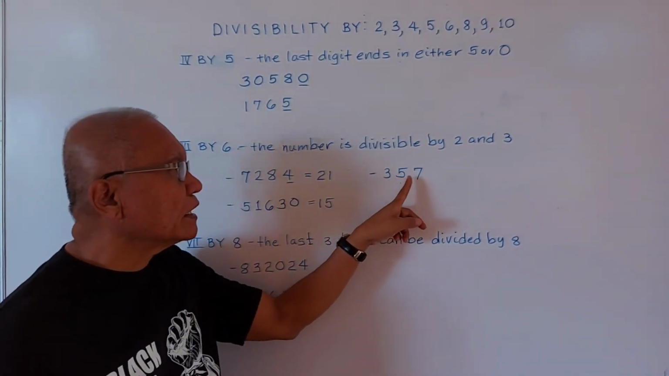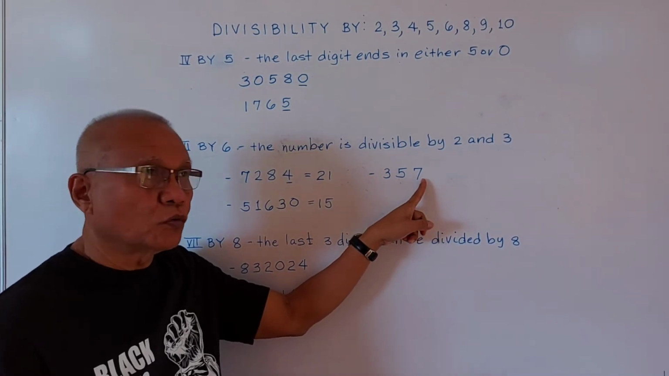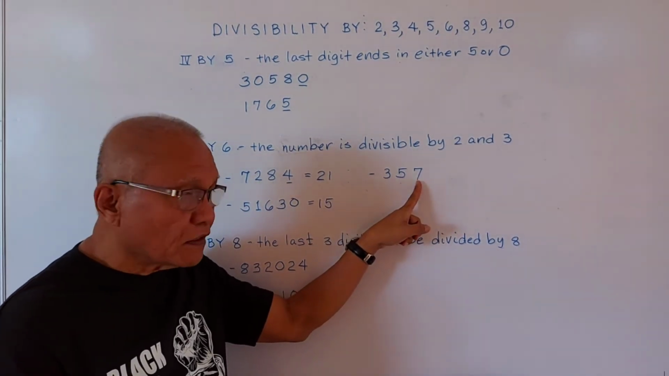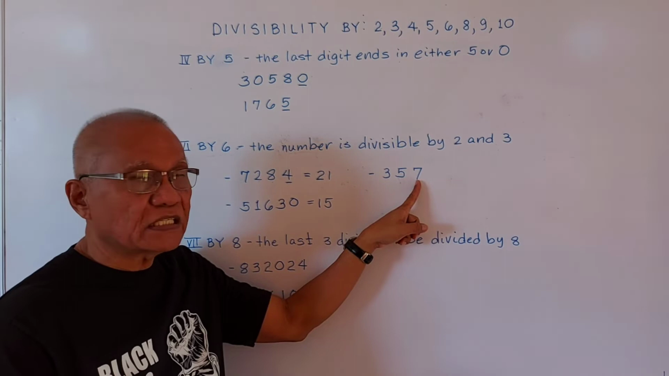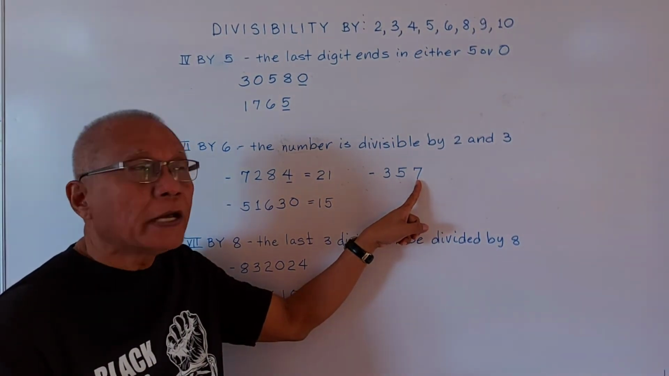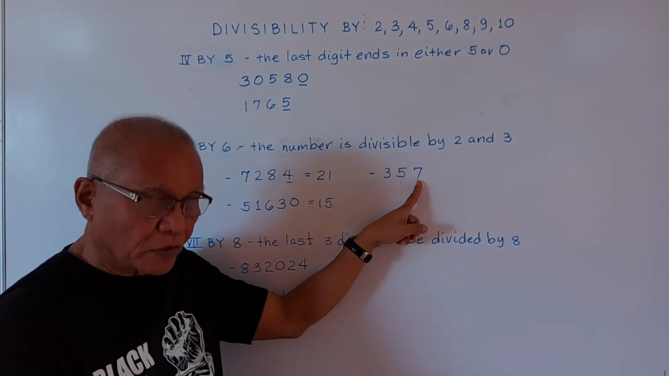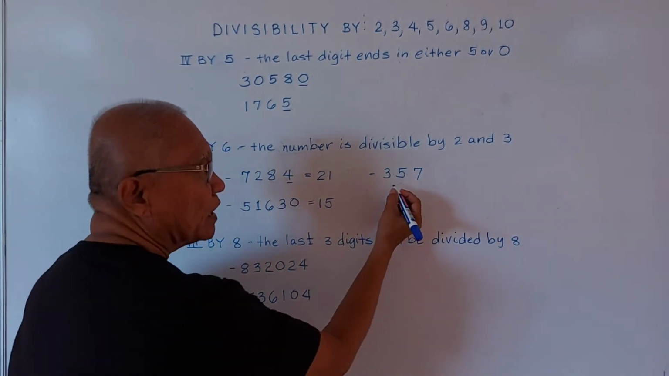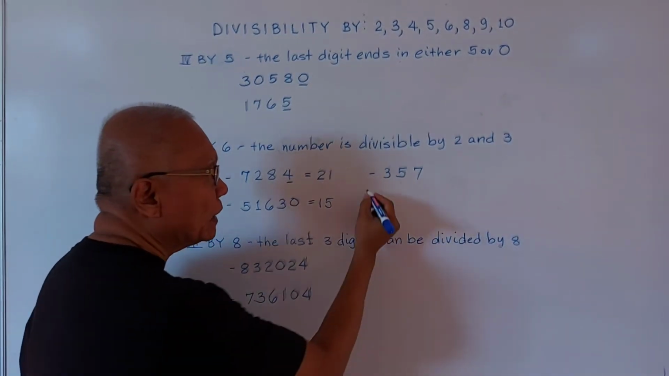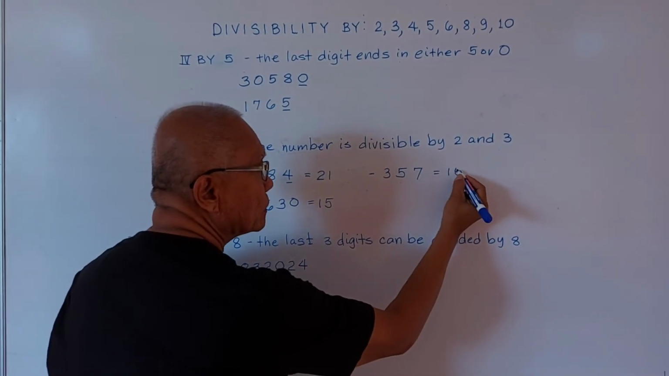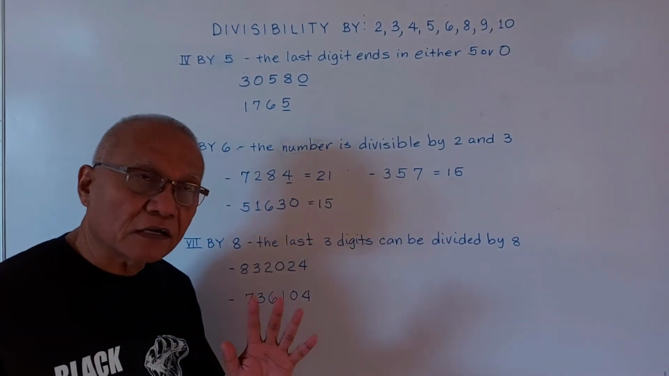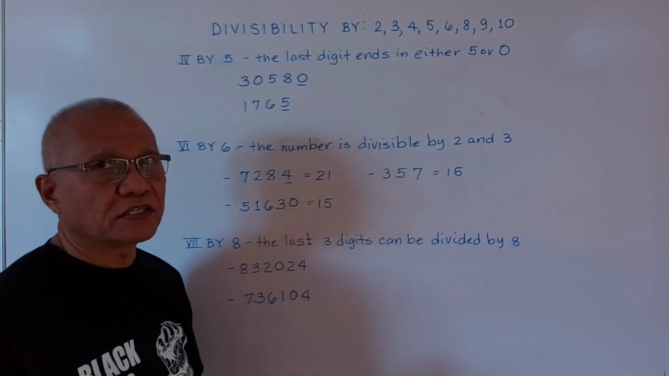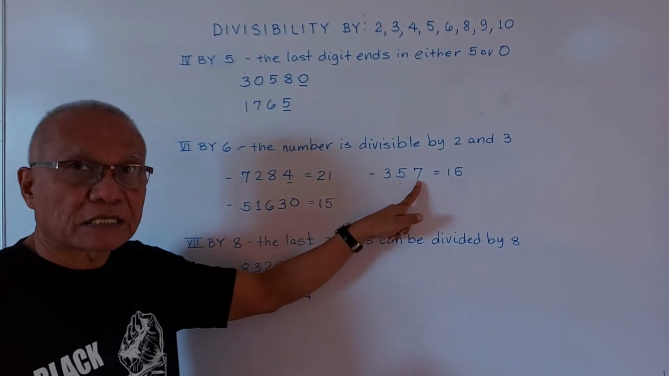Okay, last, 357. So first, look for the divisibility by 2, which is an even number. 7, this is an odd number. This is not even, and we cannot divide this by 2. Therefore, we don't check it anymore by 3 because this number is not divisible by 2. But if we add 3 plus 5 is 8, 8 plus 7 is 15. Okay, 15 divided by 3 is 5. This number is divisible by 3 but not divisible by 2 because this is 7.